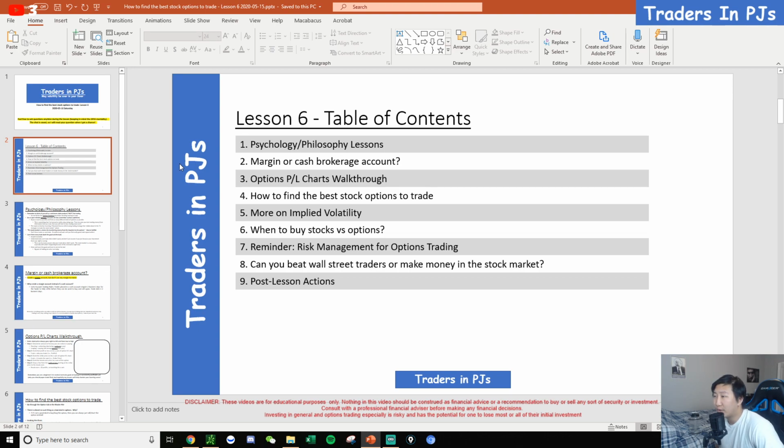And then we're going to have a quick reminder on risk management for options trading, just because trading options is extremely risky, and I want to make sure that you guys are able to do it as safely as possible. And then we're going to go through, not the next lesson.